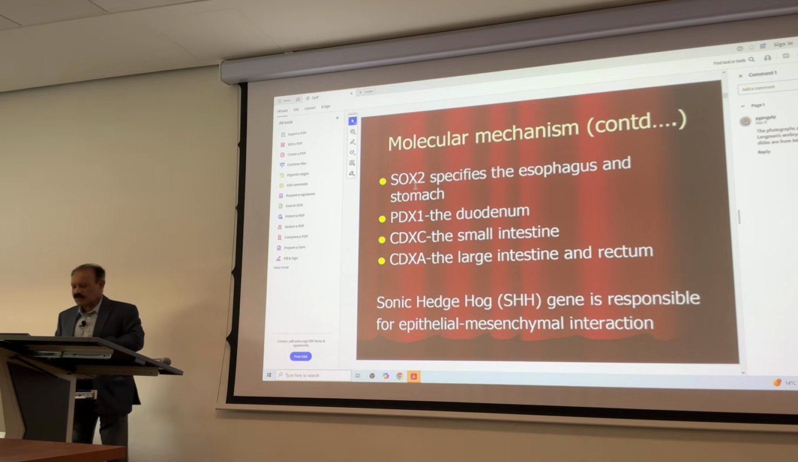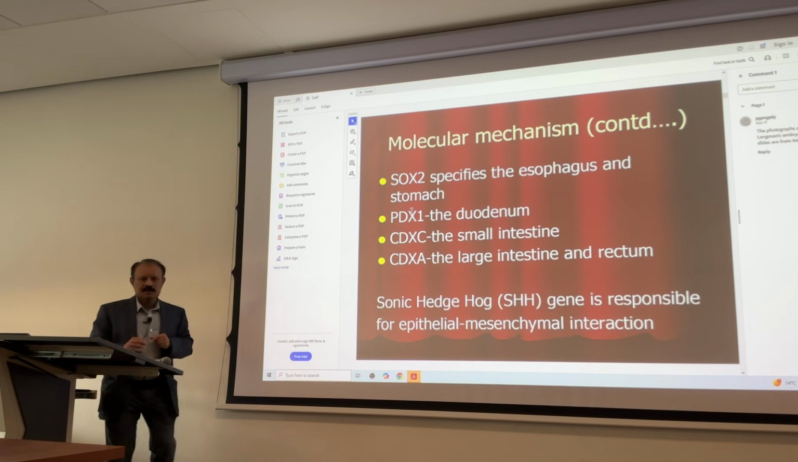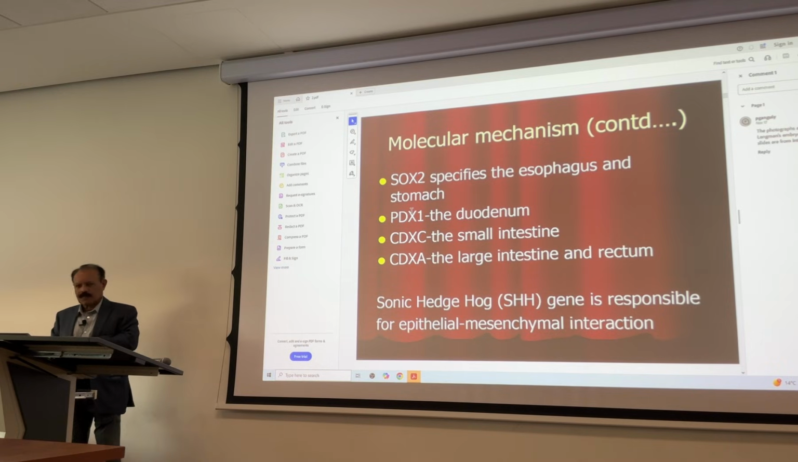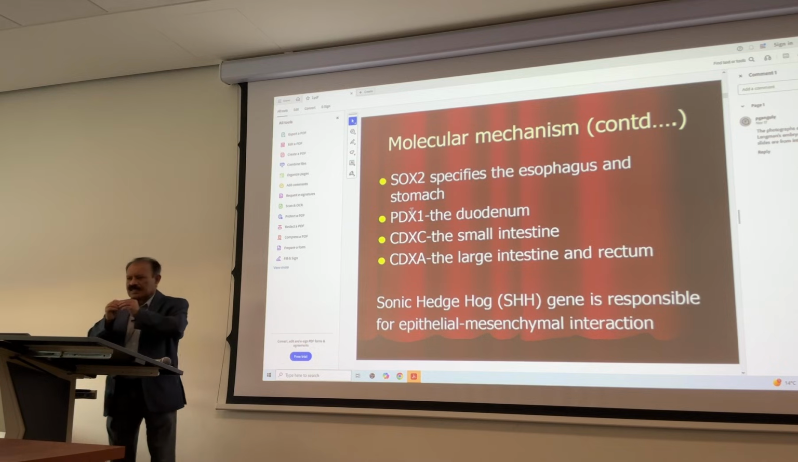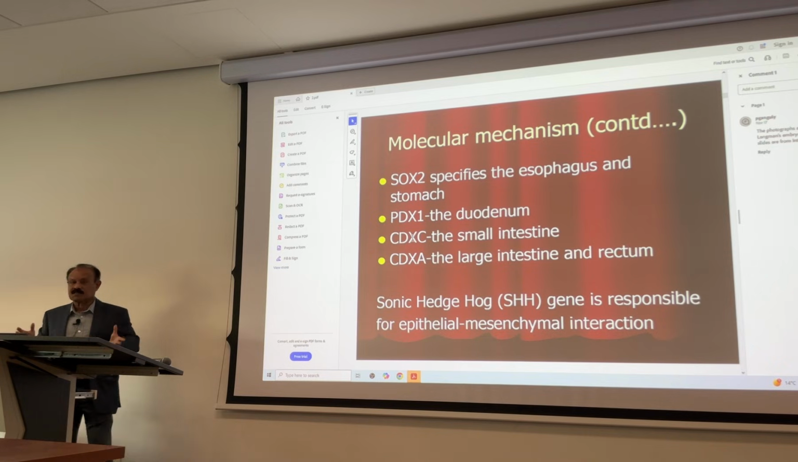The next will be the duodenum. PDX1, for pancreaticoduodenal homeobox 1, is the name of the transcription factor. Then it will be the duodenum. For the small intestine, again the retinoic acid will increase in concentration. That will stimulate the transcription factor, named CDXA, and all of a sudden the small intestine will be formed.